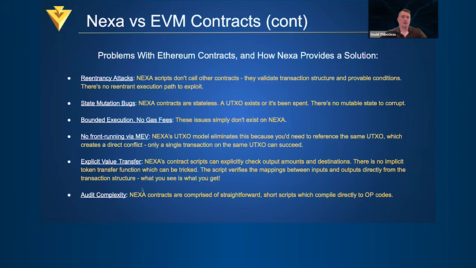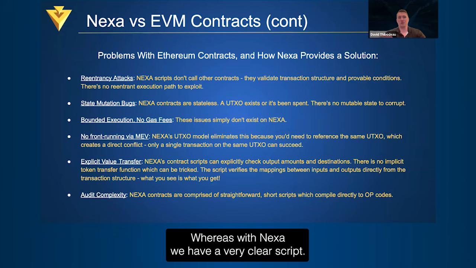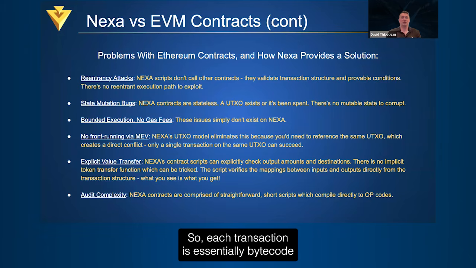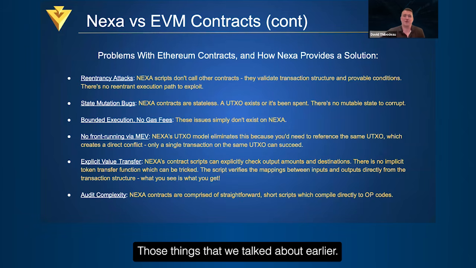There's also what I mean by explicit value transfer: on Ethereum, token transfers happen behind a complex bunch of code in a smart contract. You don't really see the internal state changes of the code on an Ethereum contract. Whereas with Nexa, we have a very clear script. So each transaction is essentially bytecode that all translates into opcodes, those things that we talked about earlier.